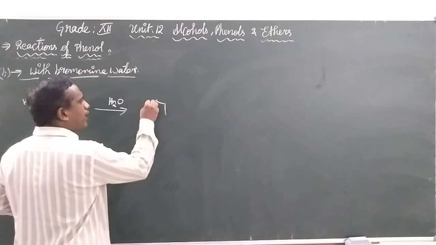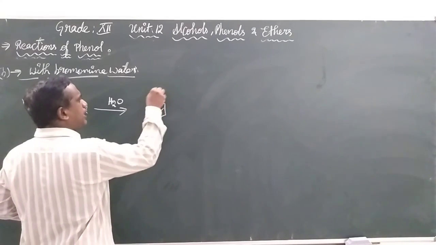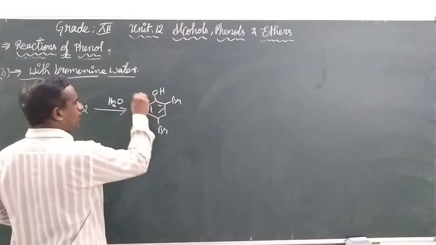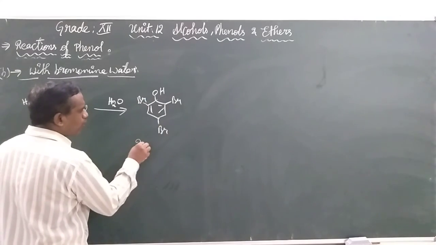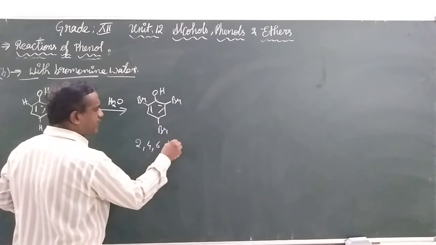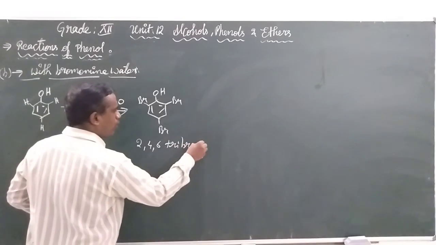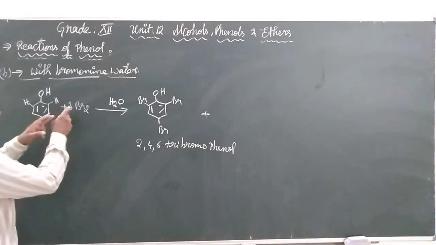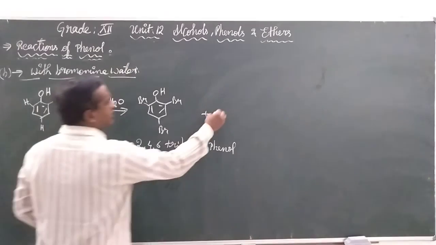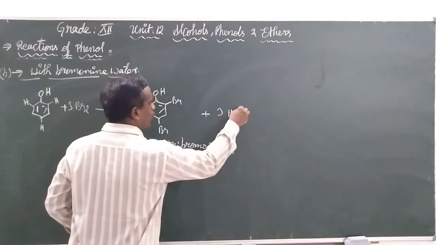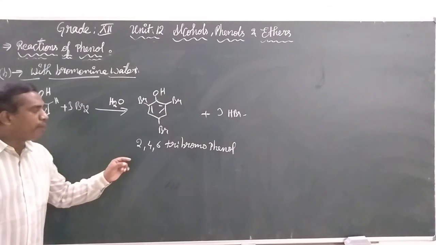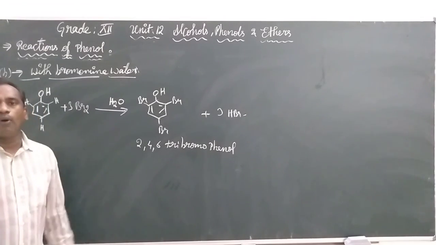It will form a tri-substituted product that is called 2,4,6-tribromophenol, whereas the remaining bromines and hydrogens form hydrogen bromide. So with bromine water, we get 2,4,6-tribromophenol.